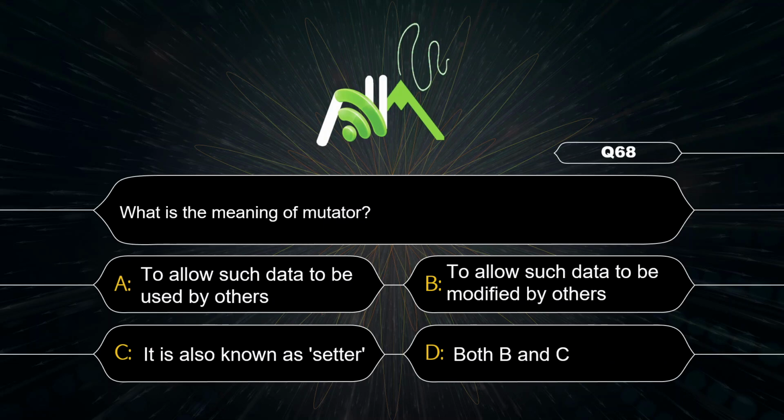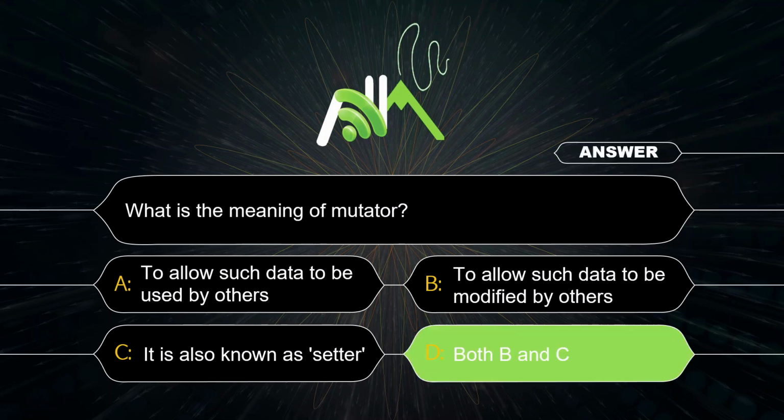What is the meaning of mutator? Allow such data to be used by others, that is assessor. Allow such data to be modified by others, yes, that is mutator. It is known as setter, yes, it is setter. Both B and C are correct.